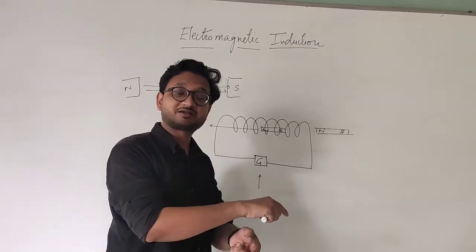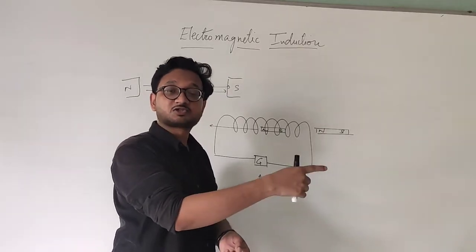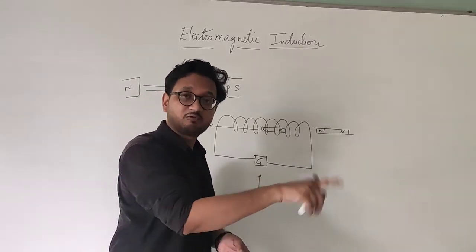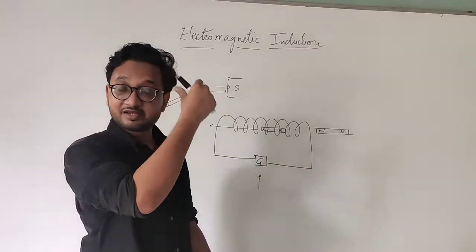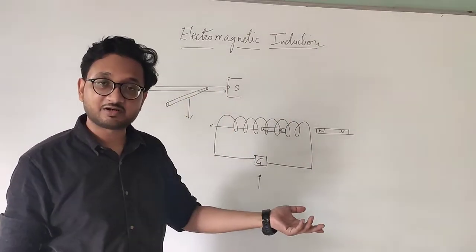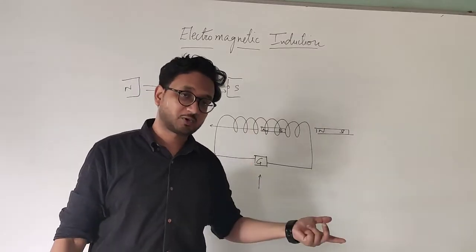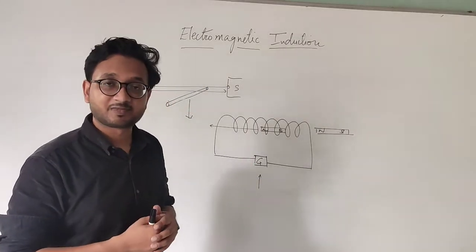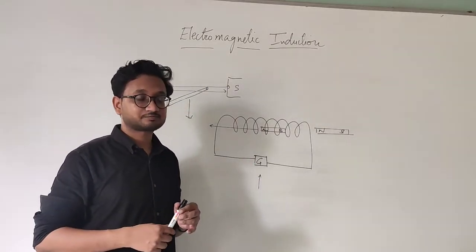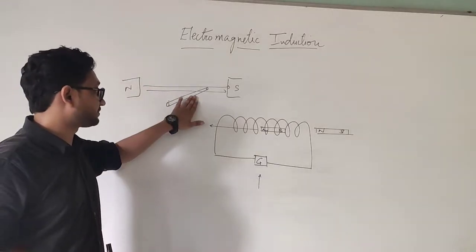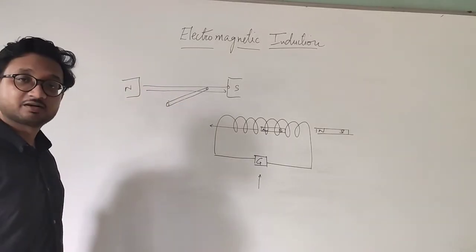If we are providing the electric current, then the axle will move. But if we are moving the axle, then current will be generated. Current provided, then motion will be generated. Motion provided, and current will be generated. I hope it is clear to you, students. Now we come back to this example once again.